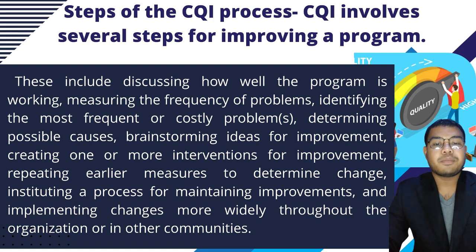Then, first, the steps of the CQI process. CQI involves several steps for improving a program. This includes discussing how well the program is working, measuring the frequency of the problems, identifying the most frequent or costly problems, determining possible causes, brainstorming ideas for improvement, creating one or more interventions for improvements, repeating earlier measures to determine change, instituting a process for maintaining improvements, and implementing changes more widely throughout the organization or in other communities.